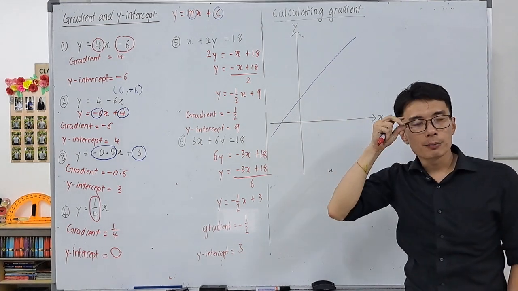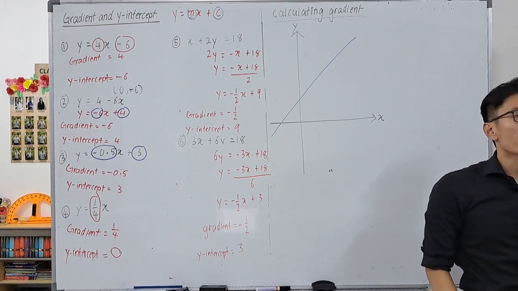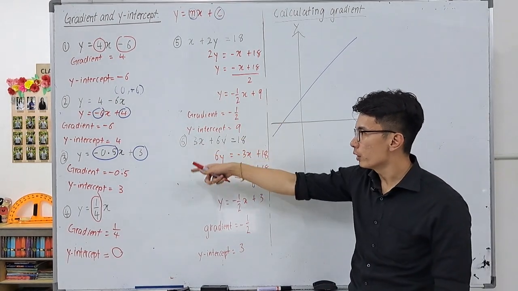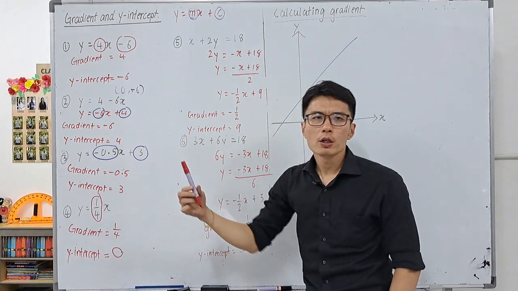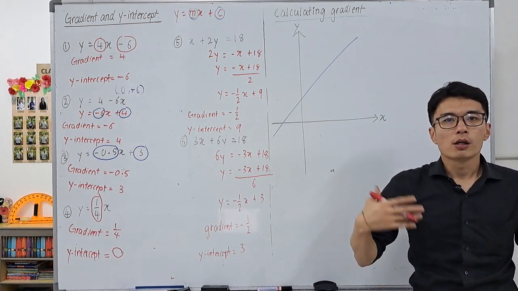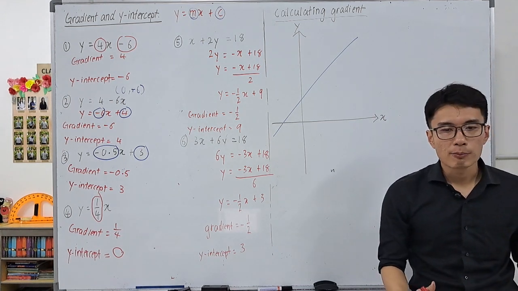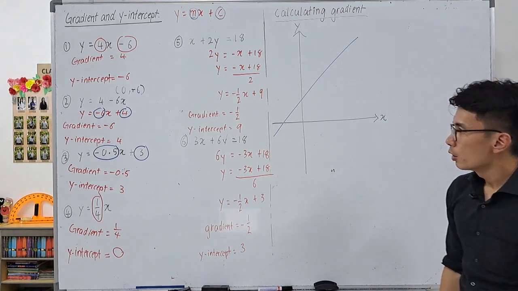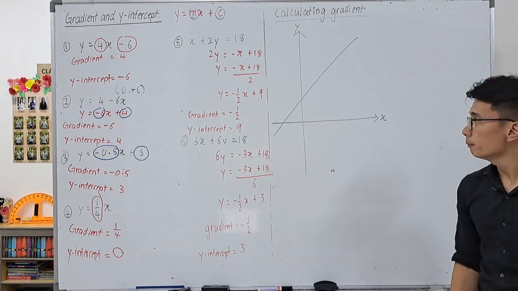Alright, so for this example, I'm going to show you how we calculate gradient. If you notice all the gradient values, they have some numbers to them. So where do all these numbers come from? They basically come from a calculation. It comes from a formula. So what's that formula?